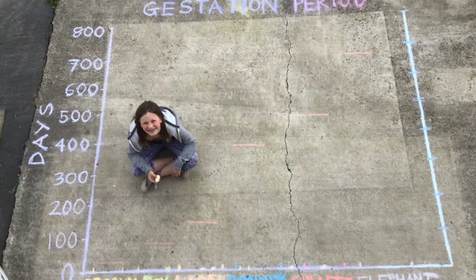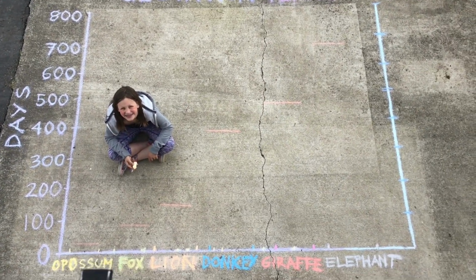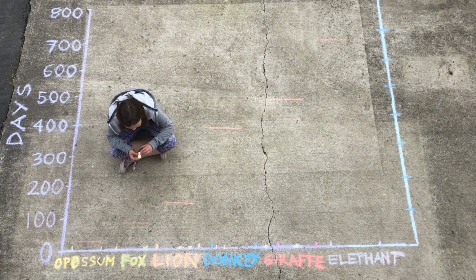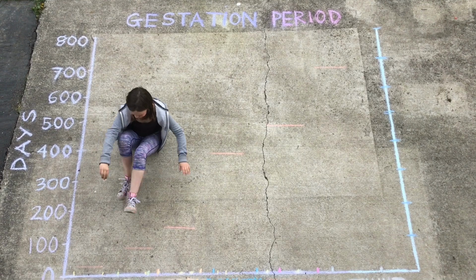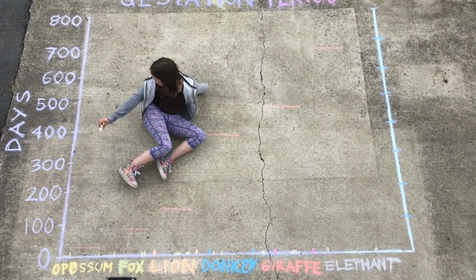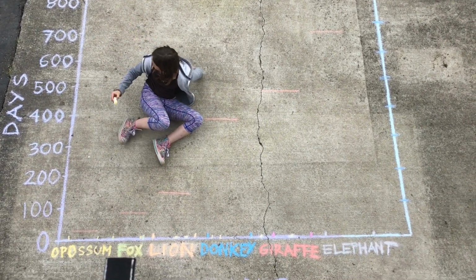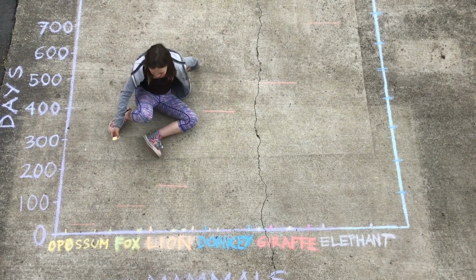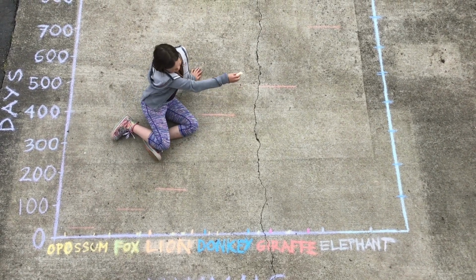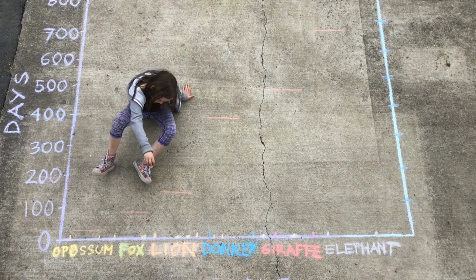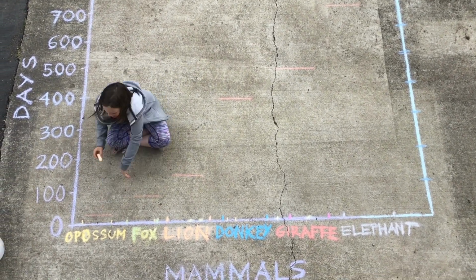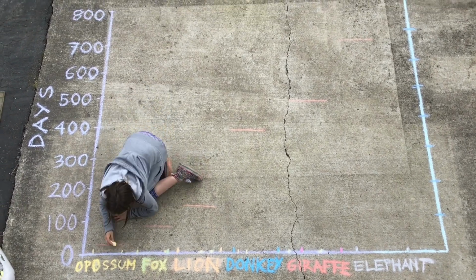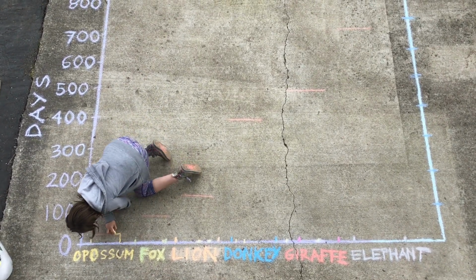Okay, here we are. This is actually in my backyard, and we made a nice little bar graph for the animal gestation period. On the left-hand side, you're going to see the days it takes to go from fertilization all the way to birth. And along the bottom are our animals: the opossum, fox, lion, donkey, giraffe, and elephant. So Leia is going to help us draw those, and we're going to start with the first one. The opossum is 13 days. So Leia, would you draw 13 days on our graph?